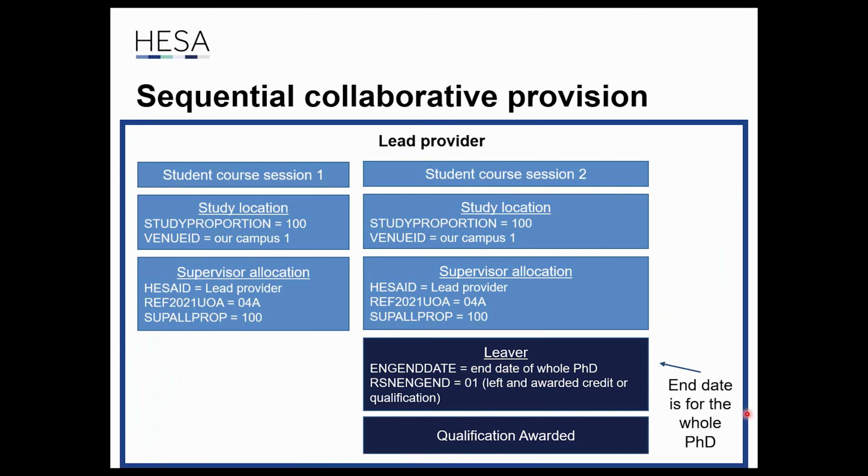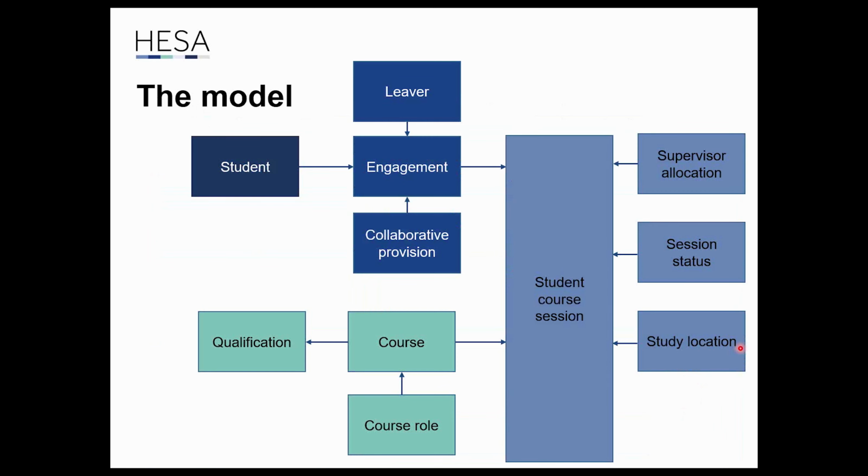At the end of the second year, we're going to assume that the student has finished after 3 years and done what they intended to do. You then return the leaver record and hopefully a qualification awarded as well. The engagement end date at that point is going to be the point they finish, hopefully the end of their whole 3-year course in this example. And the reason for end will be left unawarded for credit or qualification. Wrapping up all the dates we've discussed, the end date is for the end of the whole PhD, so that ties up with their expected end date.